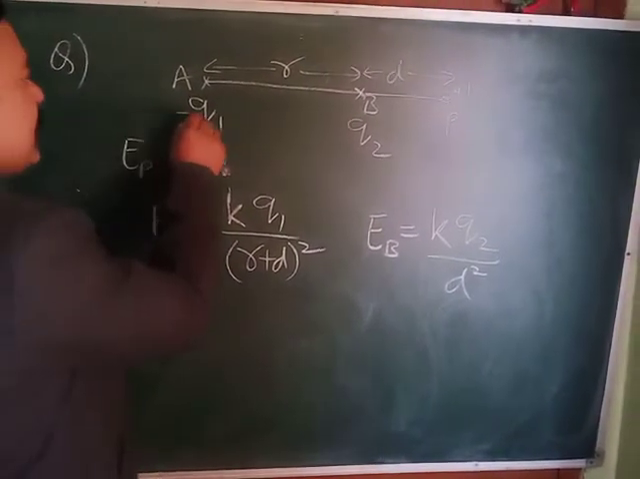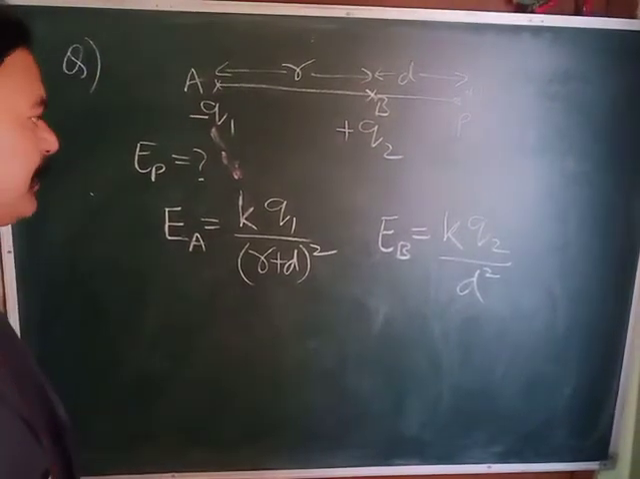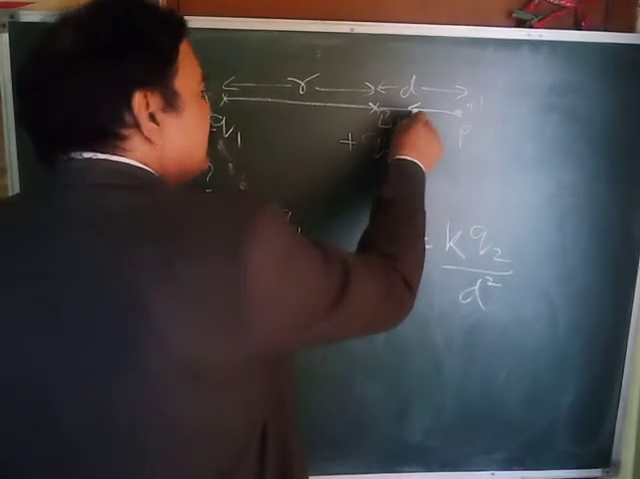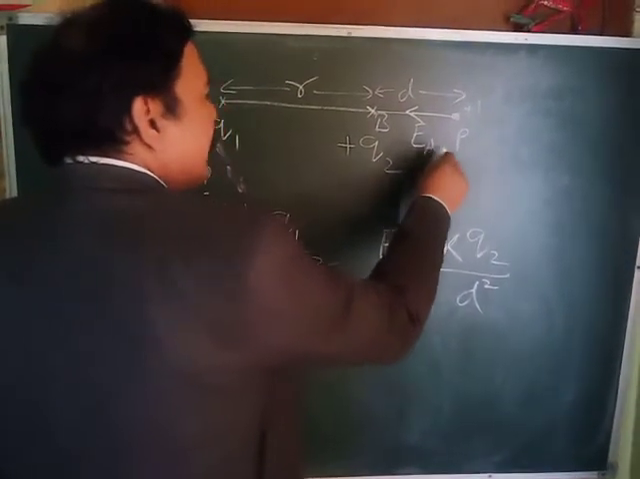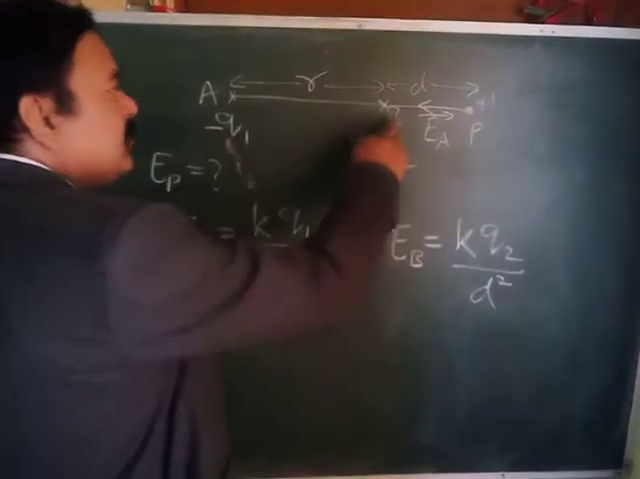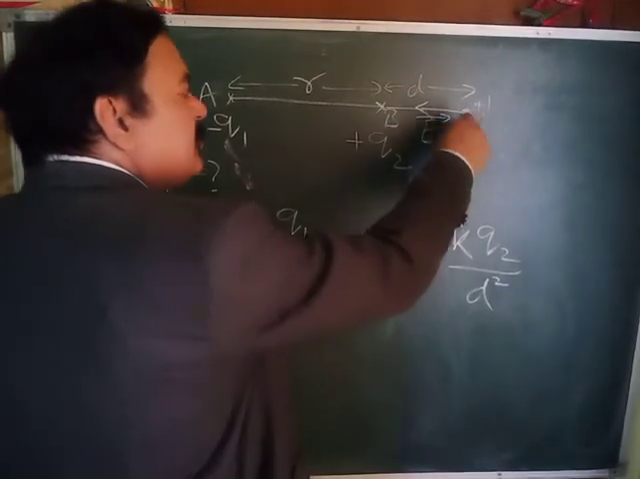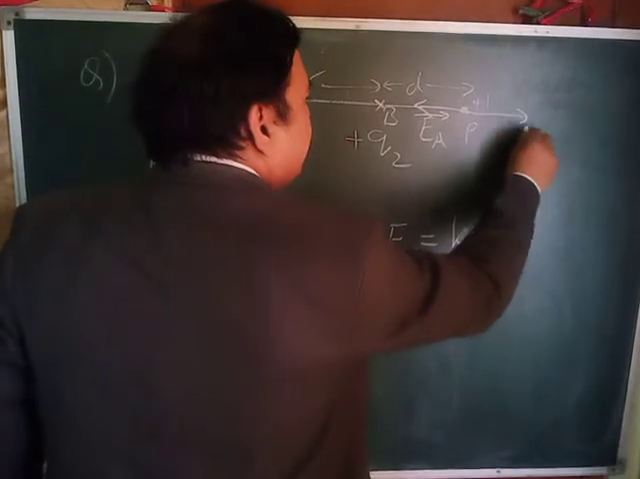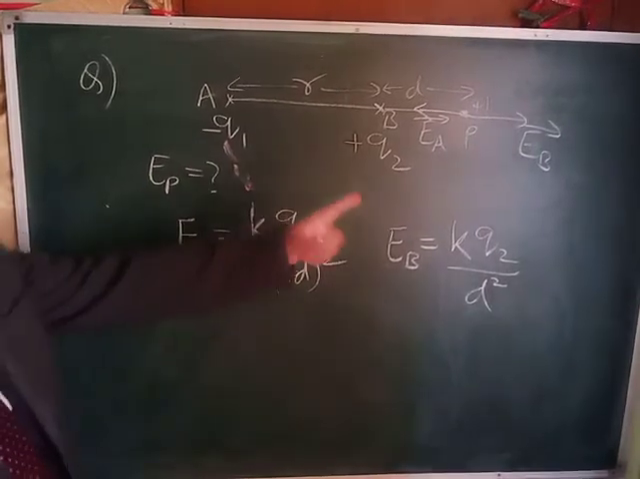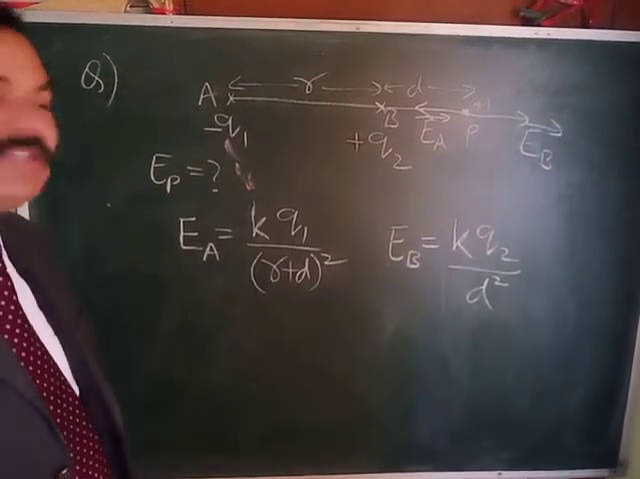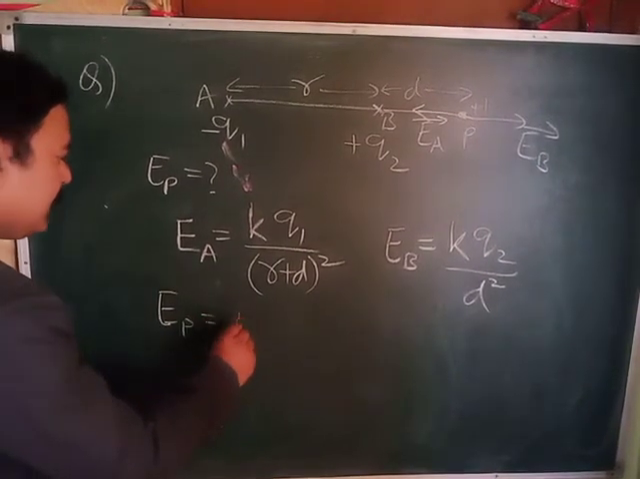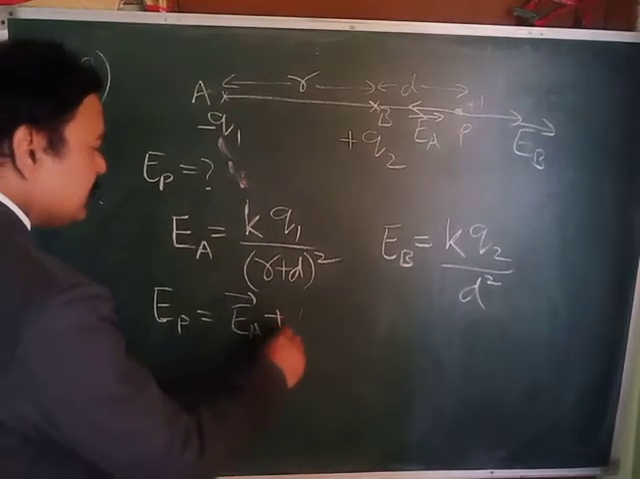Suppose Q1 is negative and Q2 is positive. Obviously Q1 will attract this unit positive charge, so vector EA will be directed in this direction. And Q2, as it is positive, will repel the unit positive charge, so EB will be directed away, in the direction of repulsion. So both electric field intensities are directed opposite to each other. When we find the net electric field at point P, we will get EA vector sum EB.